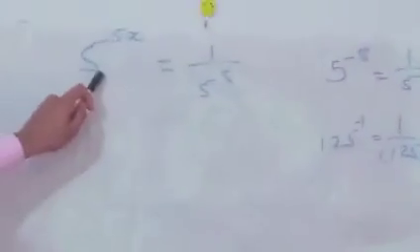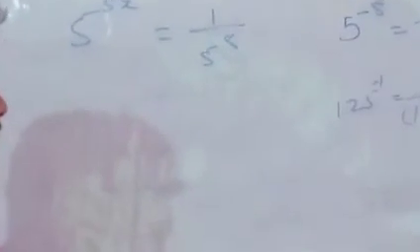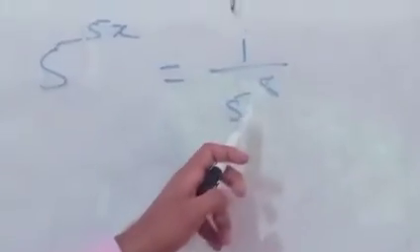Now we got 5 raised to the power 5x is equal to 1 by 5 raised to the power 8. Understood? How did we get it? 5 into 5 into 5 into 5, the balance remaining 1 is only there. 8 5s are there, that's why 5 raised to the power 8. We can write like that. Understood? So 1 by 5 raised to the power 8.